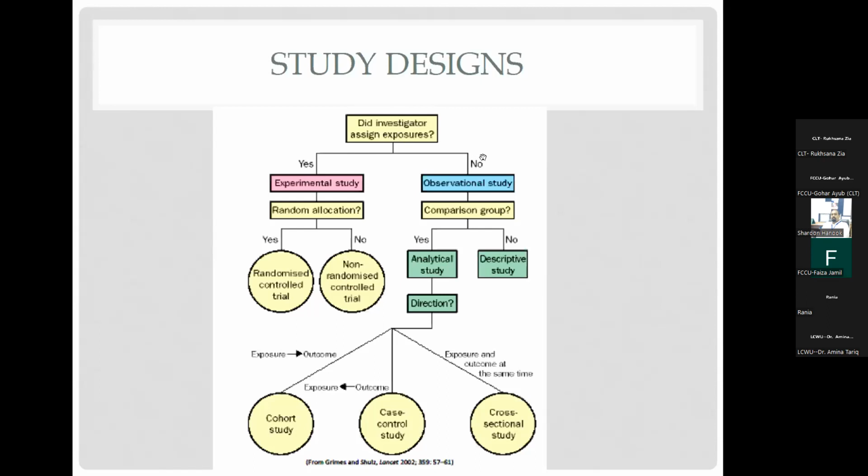But if you do not assign exposure, but you take some courses where the students have studied with the technology and some students who have not studied with the technology, and you are going to make the comparison, over there the researcher is not assigning the exposure, and then it will be an observational study where you can have a comparison group. If you have a comparison group, you are into analytical studies. If you do not have a comparison group, you are into a descriptive study.